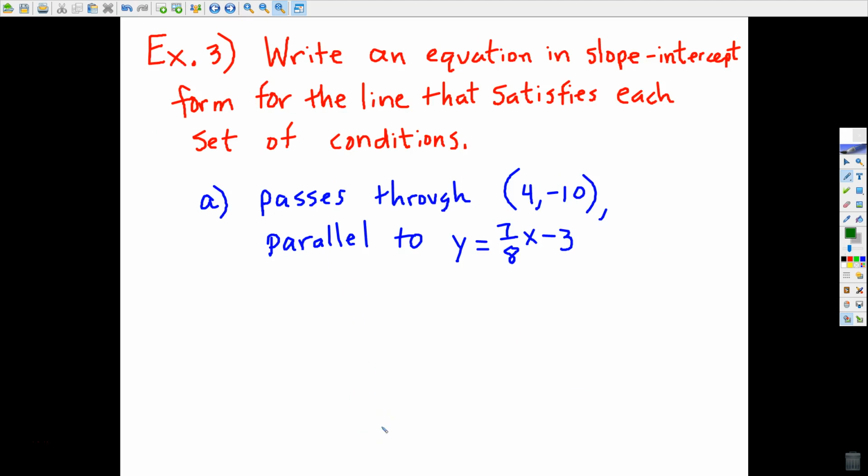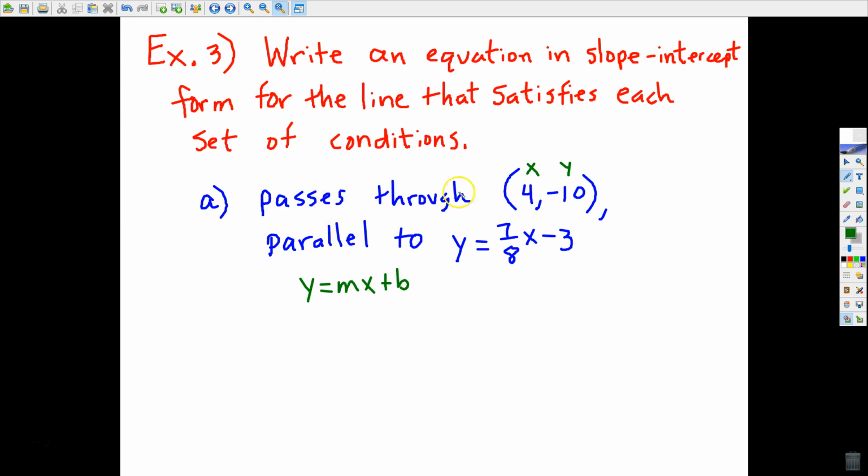Example 3, these are the ones that typically give people a little trouble. Just look at how the information is given to us a little bit differently. We know a point that the line goes through, so I can go ahead and label x, y. I know I'm going to be plugging into y equals mx plus b. What does this tell me?